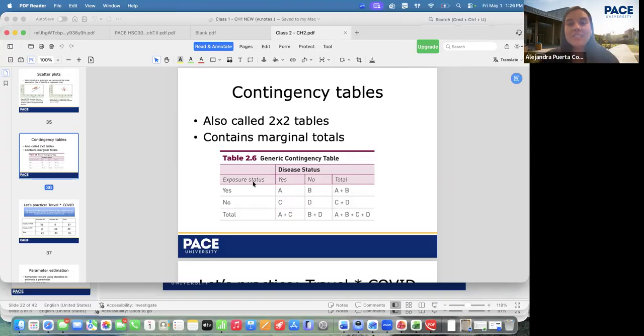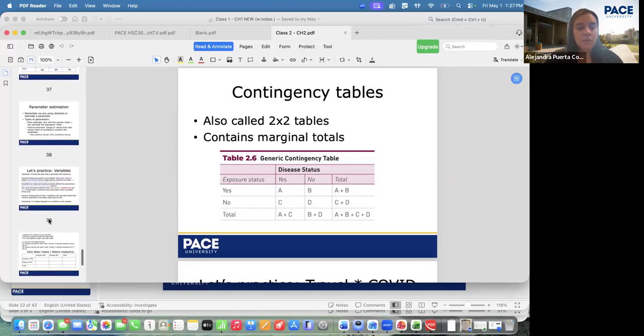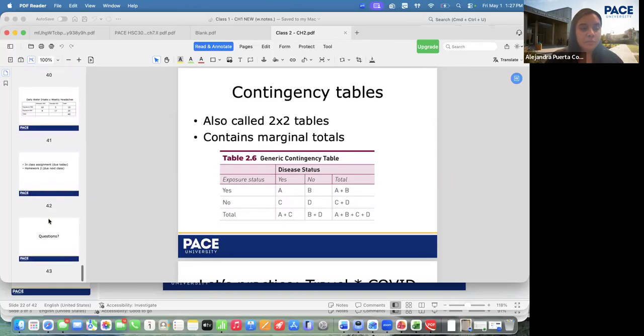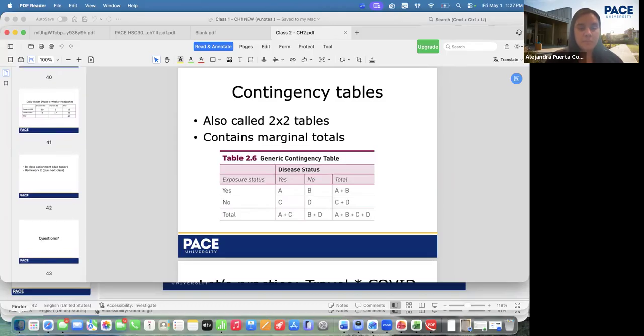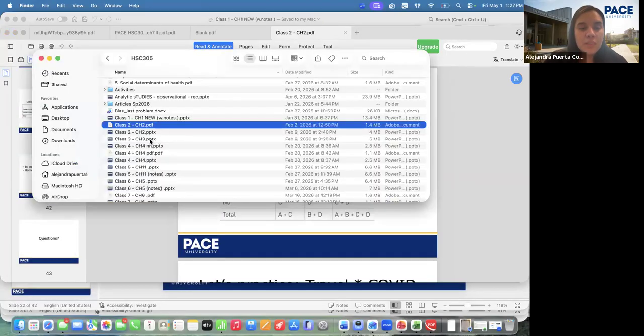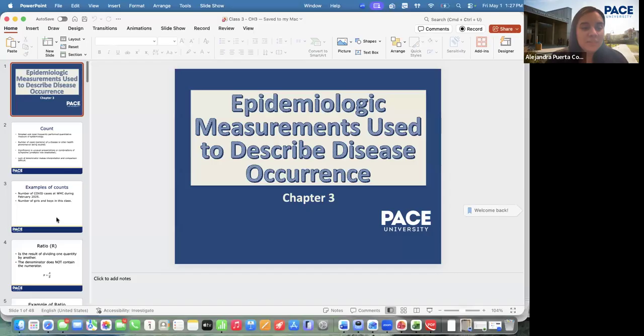And then of course, knowing how to do the table. So exposures go on the left, right? And then disease status will go up here. Okay. Class 3, let's see.